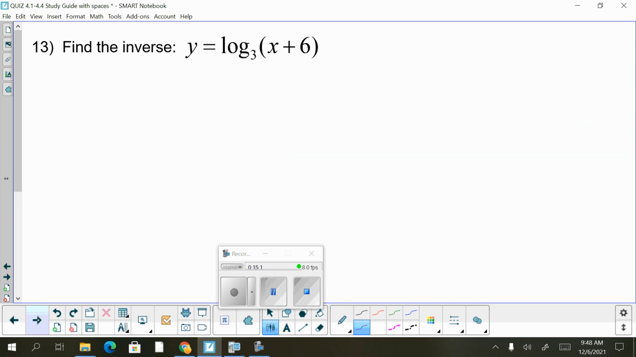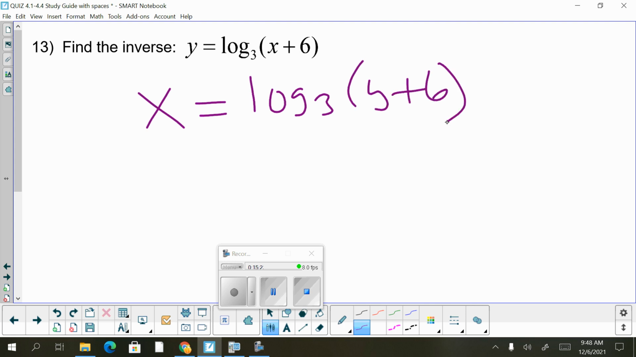And finally, my favorite, finding inverses: switch the x and y, then resolve it. So here's my switch step. My resolve is so easy on these. You just put them in exponential form. Log functions and exponential functions are inverses.